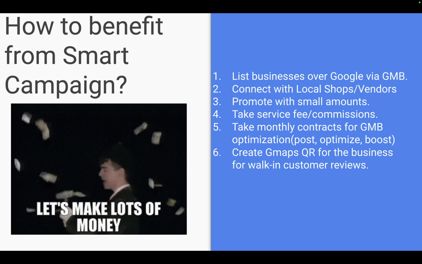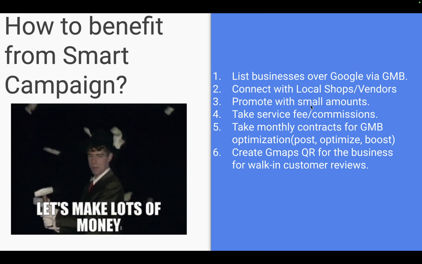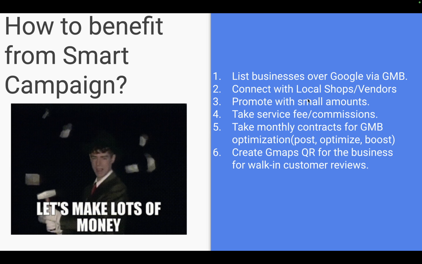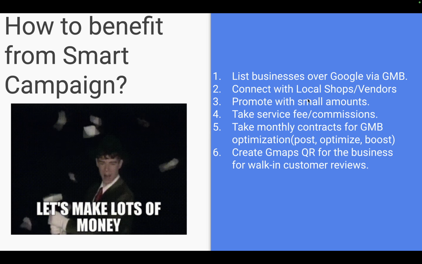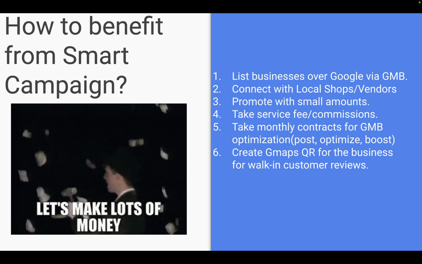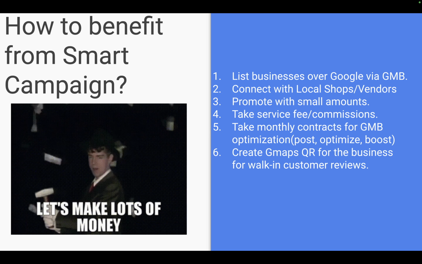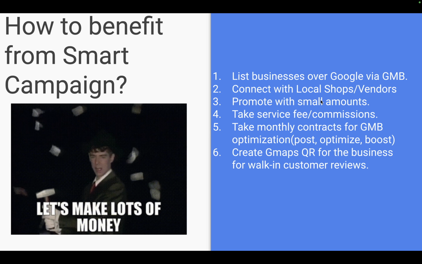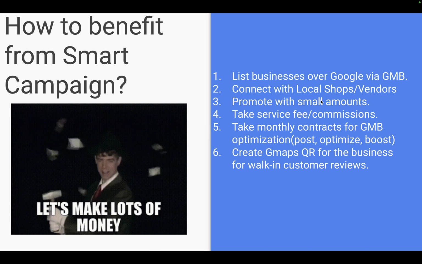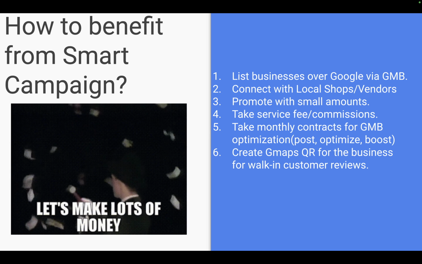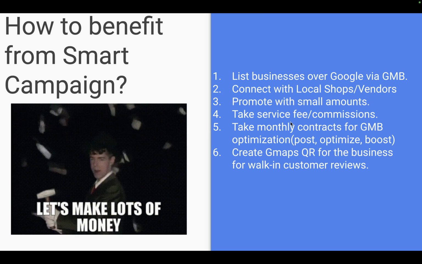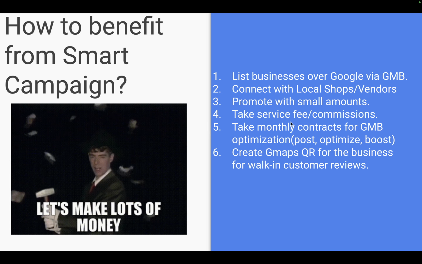Now, once you have these Google business pages available, you simply promote this business with small campaigns. I'm sorry, with small amounts. So what you do, you simply make smart campaigns and you simply promote it with a budget of maybe 5,000 rupees a month or 10,000 rupees a month, against which you can simply charge a commission or a service fee from this small vendor.